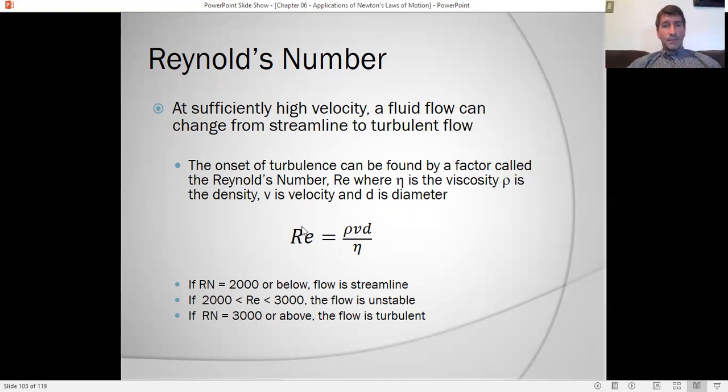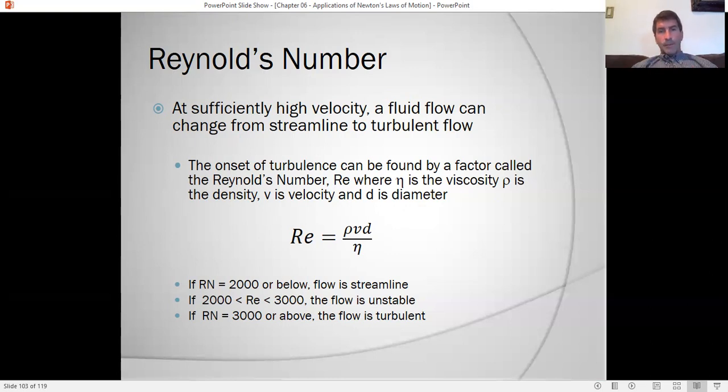But there is something called Reynolds number that you can calculate based on the density of the material, the speed at which an object is traveling, the diameter of the object, and then finally, this right here is the viscosity. Okay, so the Reynolds number is useful because it tells you when streamline flow ends and when turbulent flow starts beginning, and when turbulent flow is really dominant.